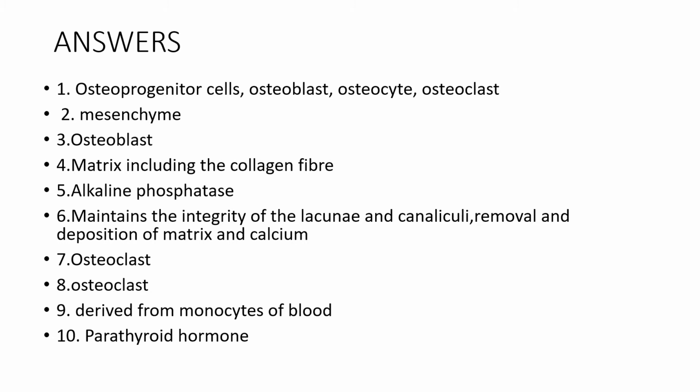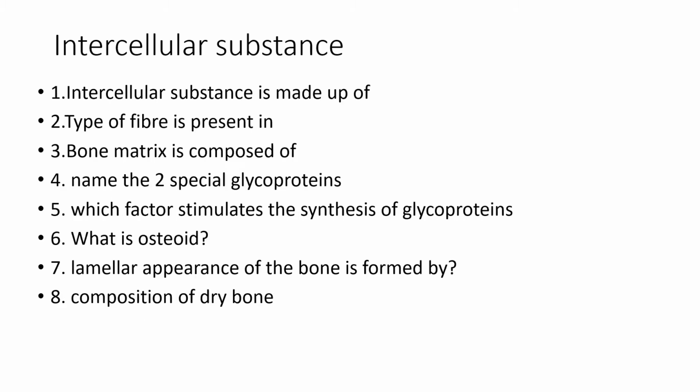Okay, so just try to read out the answers slowly, and again you go back, pause the video and try to answer the questions. This is the next set of questions. Intercellular substance. The substance is made up of what? That is your matrix. What type of fiber? Bone means definitely it should be type 1 collagen fiber. What does the bone matrix contain? Name the 2 special glycoproteins present inside the bone matrix. What is the name of the glycoprotein?